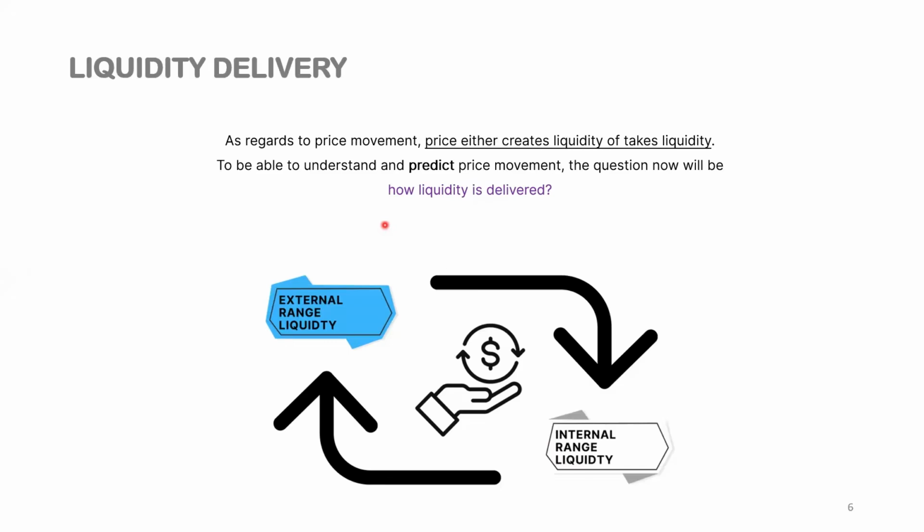To be able to understand and predict price movement, the question now will be how liquidity is delivered. And it's very simple. Price moves from external range liquidity to internal range liquidity. Now, what is external range liquidity? Once price creates a range, probably a swing, the high and low is the external range, and inside this range is what we call the internal range. It's very simple. I'm going to show you an example shortly. So price moves from external range liquidity to internal range liquidity, and from internal range liquidity to external liquidity. It's that simple. This is how liquidity is delivered in price. All right, let's go on.